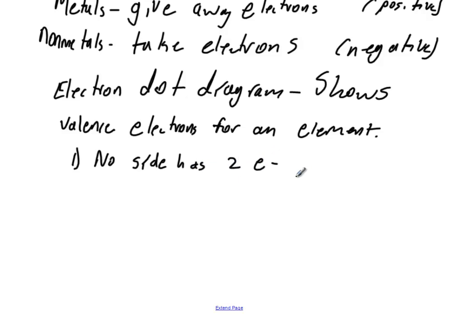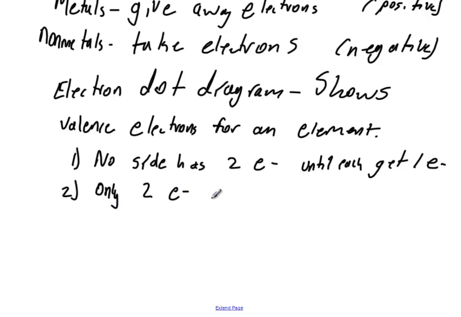Okay, E minus is the sign for electrons, until each gets 1. Okay, and rule number 2, only 2 electrons per side. When I say side, I want you to think of the element actually in its box on the periodic table. So sodium is Na.